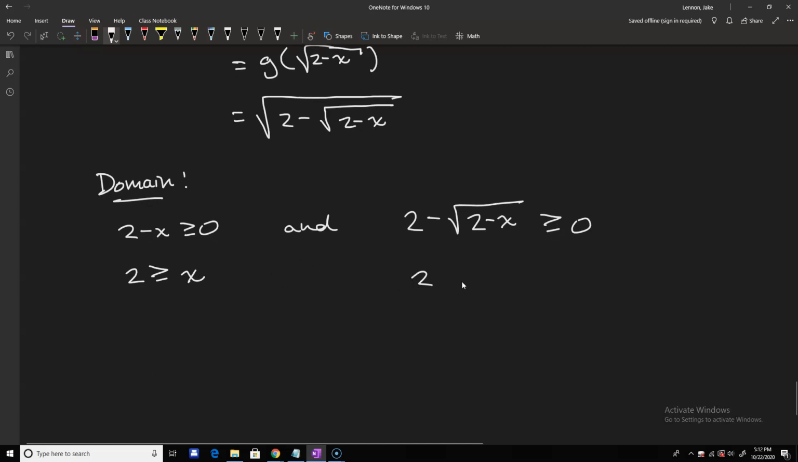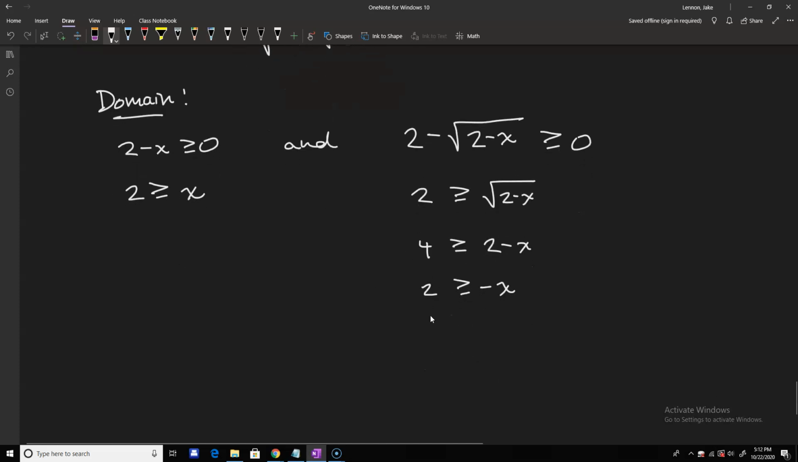And then the second one, we could add the square root of 2 minus x, and then square both sides. So we'd get 4 is greater than or equal to 2 minus x. So we subtract 2, we get 2 is greater than or equal to minus x. And then we have to multiply or divide by -1, which means we have to switch the direction of the inequality symbol. So we have -2 is less than or equal to x.